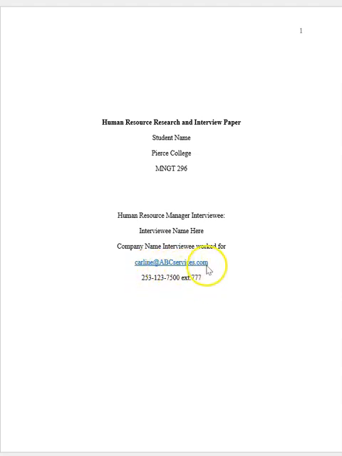I call it ABC Services, and so I do ask that you have the contact information, email, and phone number. Of course, I changed the phone number, name, and email to protect the identity of the person that this student interviewed. Anyway, you'll notice there's no running head, but there is a page number in the top right-hand corner. So this is an APA 7th edition student paper for Management 296.